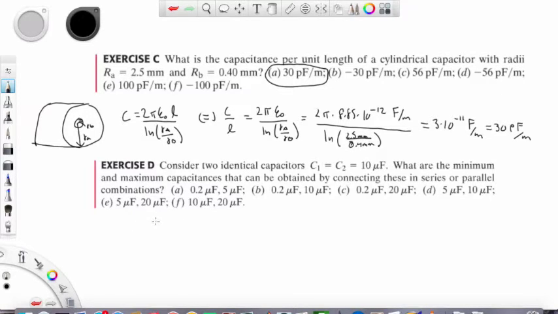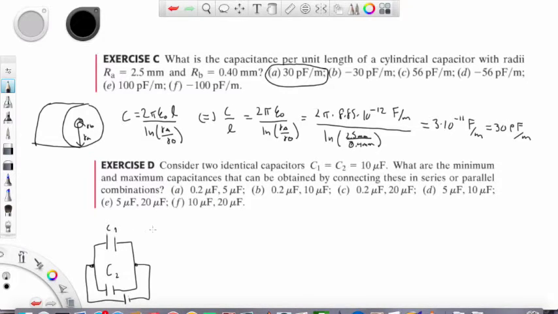In the last exercise, we have two identical capacitors to play with, and we are supposed to find the minimum and maximum capacitances that can be obtained by connecting these in series or parallel. So let's first consider the parallel arrangement, which means they are connected in such a way, and if you will, we can always put the battery in here to have a complete electric circuit.